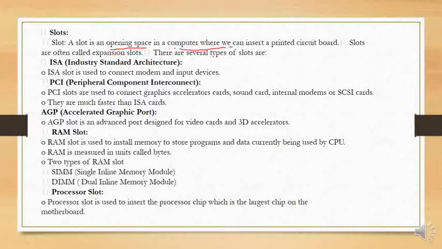The processor slot is used to insert the processor chip, which is the largest chip on the motherboard. The processor slot is an area or space where we can insert our processor chip, which is the largest on the motherboard. Is that clear?